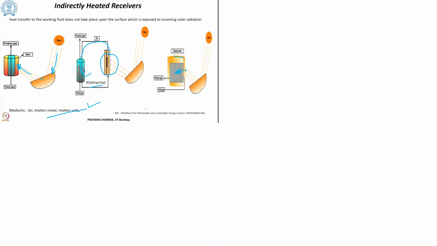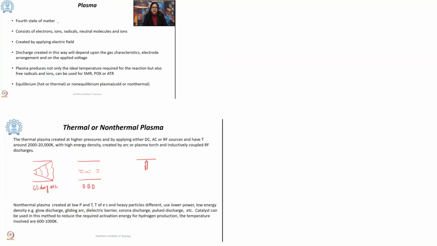That's why there are three different types of receivers: this is the direct heat, this is the allothermal, and this is the catalyst bed type heat receiver. Another one is the plasma.